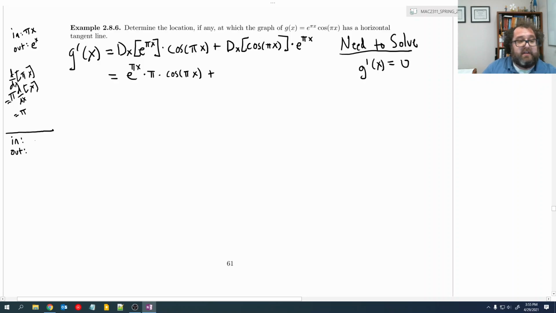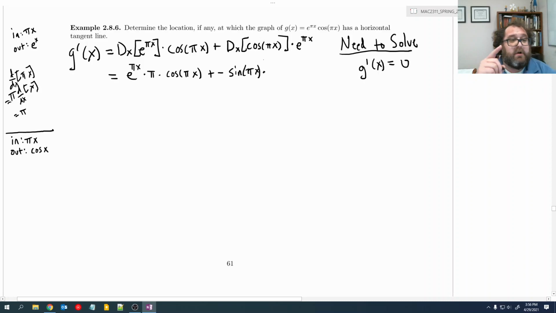So the inside function, again, is pi x. In this case, the outside function is cosine x. So the chain rule says you take the derivative of the outside function. So the derivative of cosine is a negative sine. And then the second step of the chain rule says you evaluate that derivative at the inside function, which is pi x.